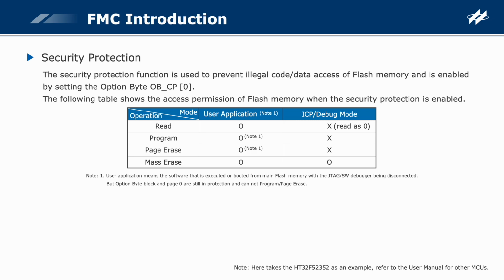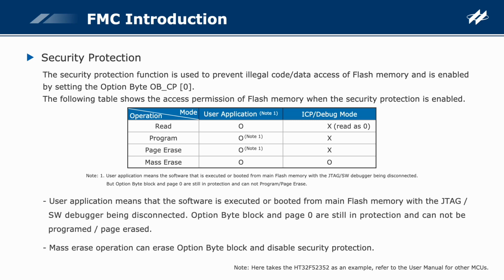For the operations of read, program, page erase and mass erase, once the security protection function has been enabled, all the main flash data access through ICP or debug mode, programming and page erase will not be allowed except the user application. Note that the user application means that the software is executed or booted from main flash memory with the JTAG or SW debugger being disconnected.